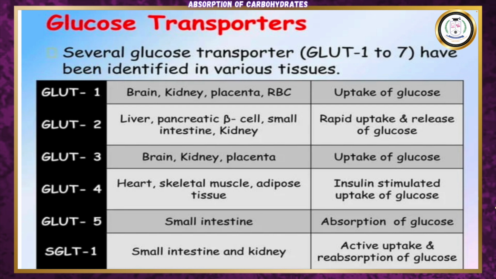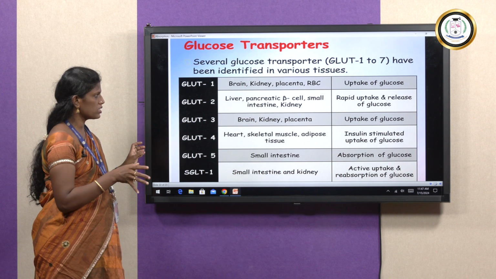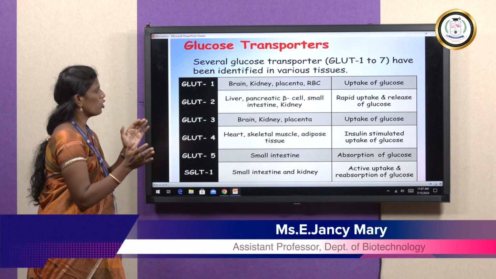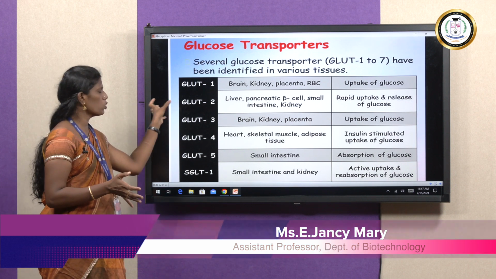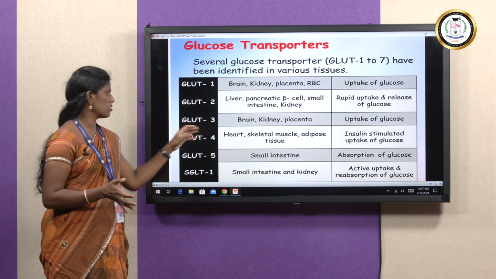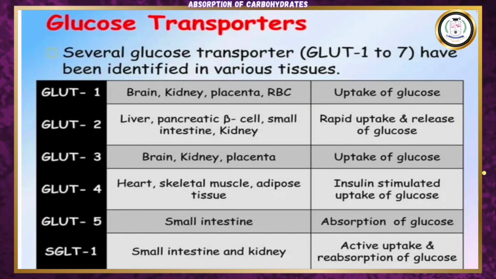GLUT1 is present in brain, kidney, placenta and RBC. These are all involved in the uptake and release of glucose. GLUT2 is present in liver and pancreatic cells. GLUT3 is present in brain and kidney. GLUT4 is present in heart and skeletal muscle. GLUT5 is present in the small intestine.